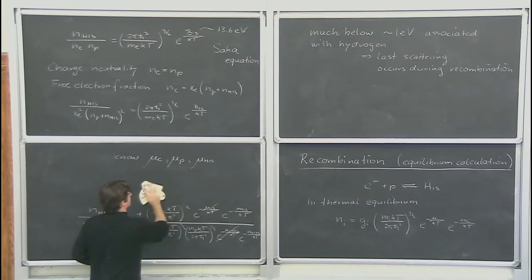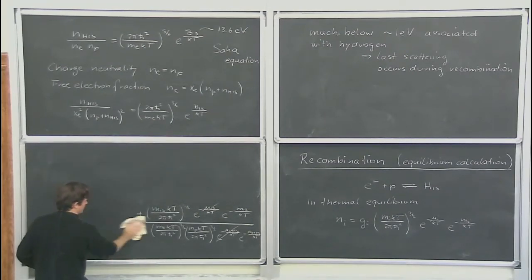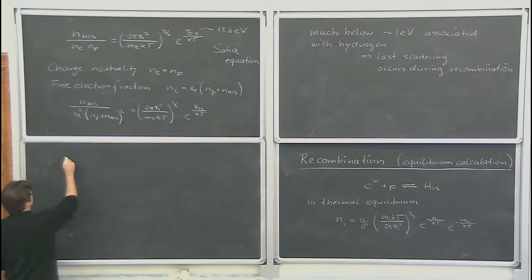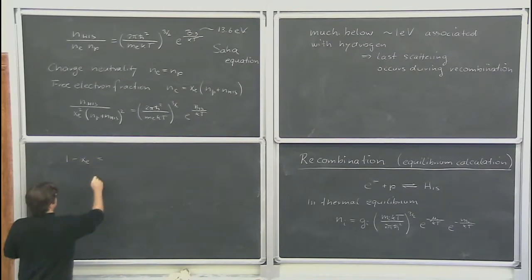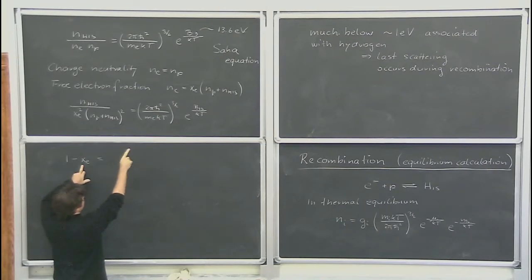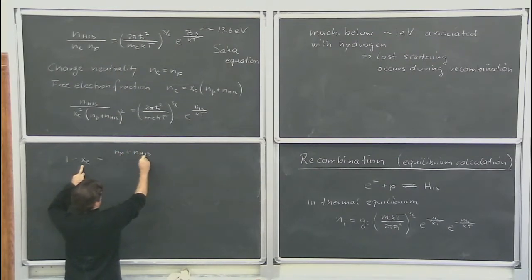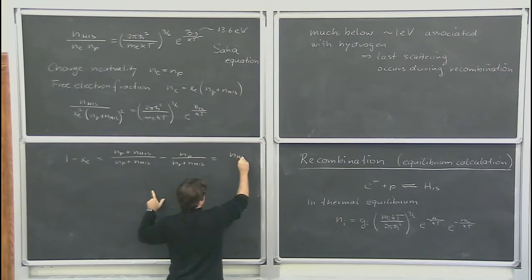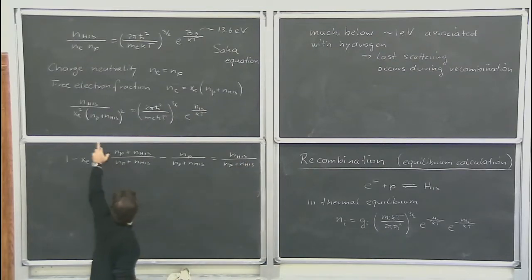By eliminating the number density of H1s, we can also write that in terms of the free electron fraction, because we know that 1 minus the free electron fraction is, so the free electron fraction is Ne, which is also Np. So this 1 we can write as Np plus NH1s divided by Np plus NH1s. And the free electron fraction we can write as minus Np over Np plus NH1s. And so these guys cancel. So this is just NH1s divided by Np plus NH1s. And so we see that this is what we have here.